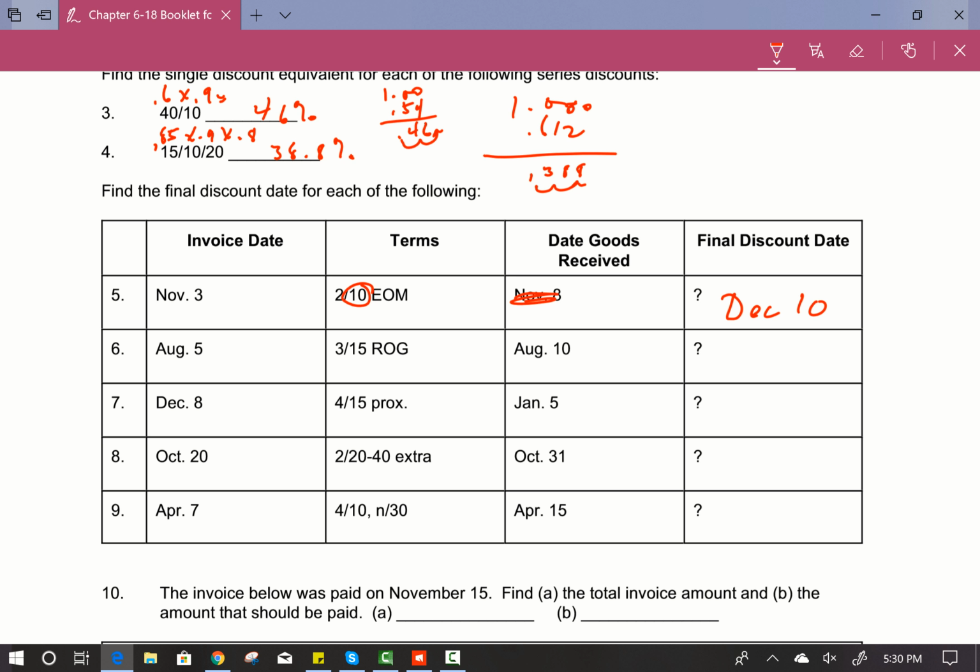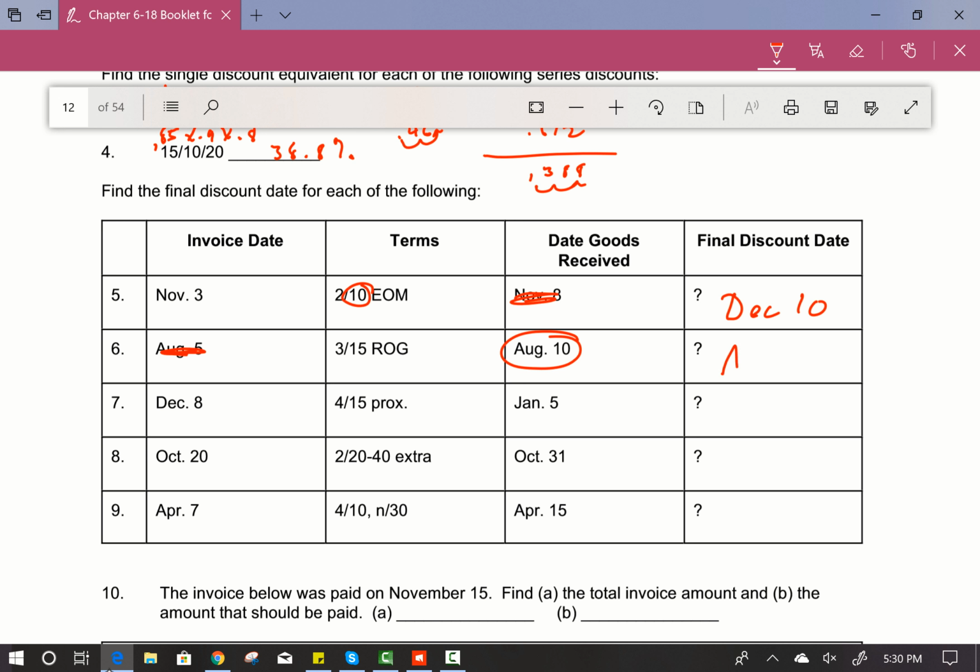Okay, August the 5th, and the terms is 3% discount if taken within 15 days of the receipt of goods. Oh, if it's receipt of goods, I'm not going to pay any attention to August the 5th. I want to use the date that the goods are received. Take August the 10th plus 15 days in the terms will give me the 25th of August for the final discount date.